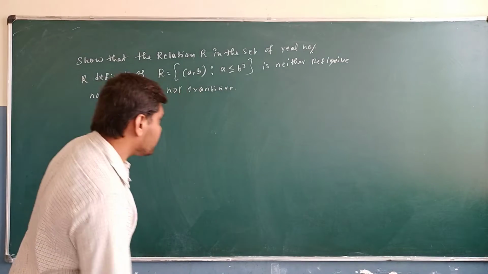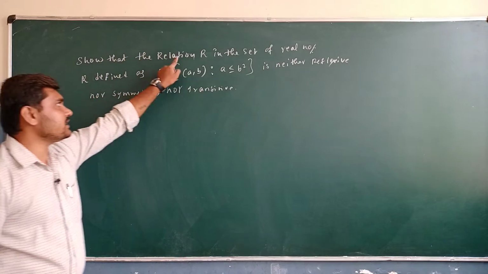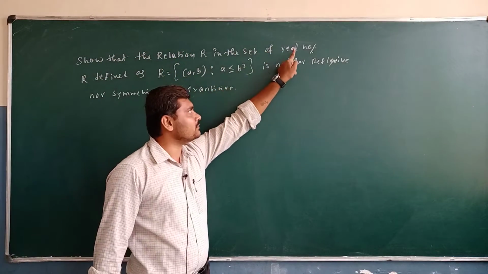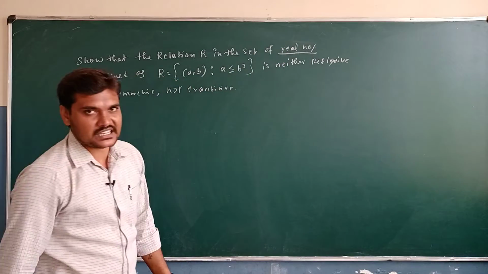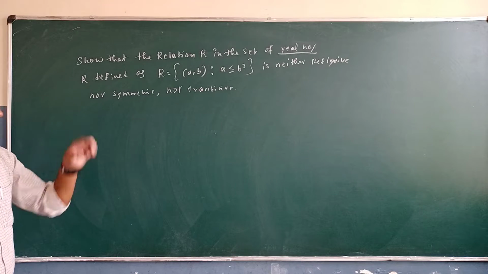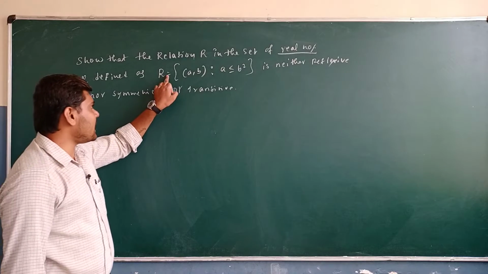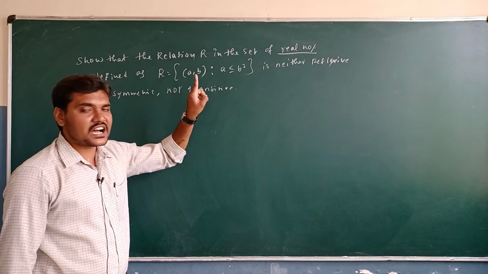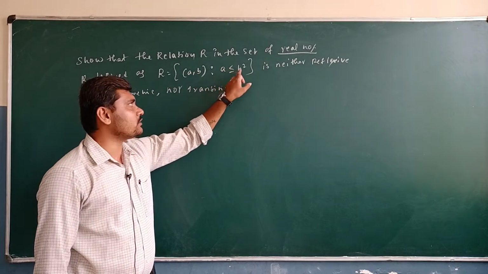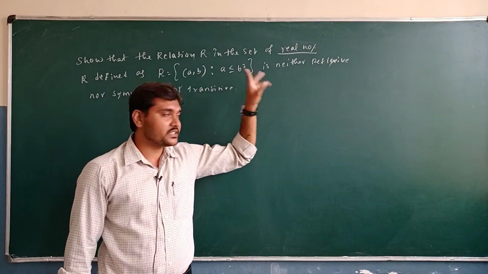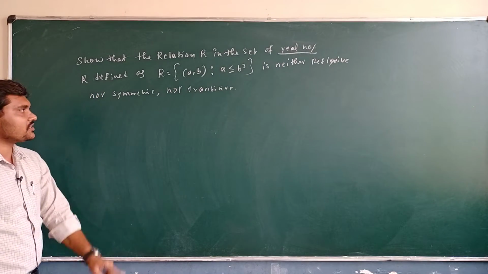Try to understand the question here. We need to show that a relation R in the set of real numbers, where R is equal to (a, b) such that a is less than or equal to b square, is neither the reflexive relation nor the symmetric relation nor the transitive relation.